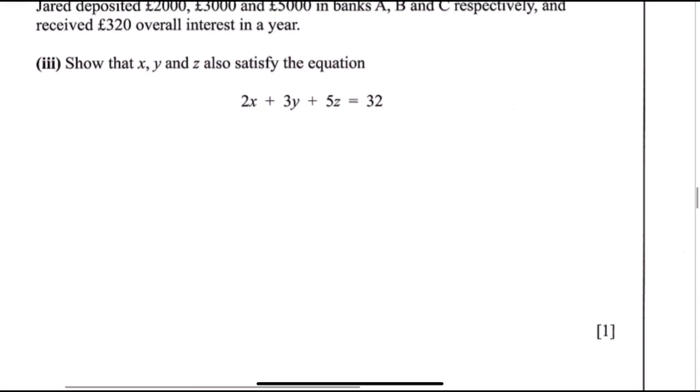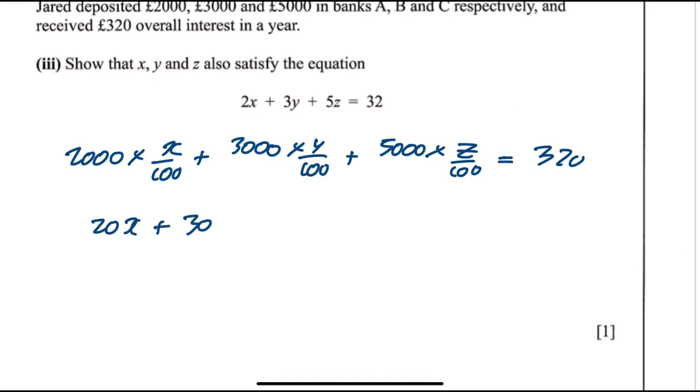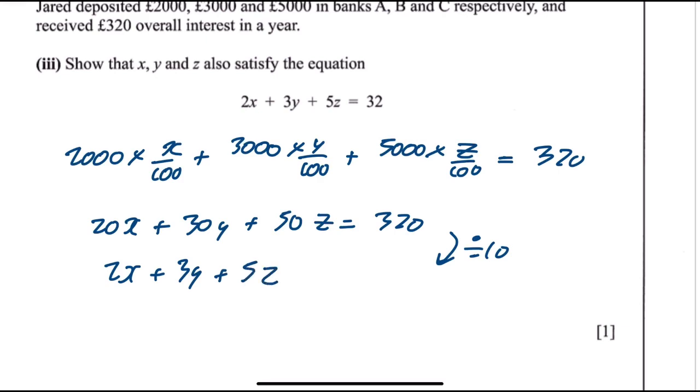And the last part of this one before we solve these, again, Jared, it's 2,000 times x over 100 plus 3,000 times y over 100 plus 5,000 times z over 100, and that gives him £320 interest. So again, tally that up. That's going to be 20x plus 30y plus 50z is equal to 320. Divide through by 10 to give you 2x plus 3y plus 5z is equal to 32. And there's our three equations.